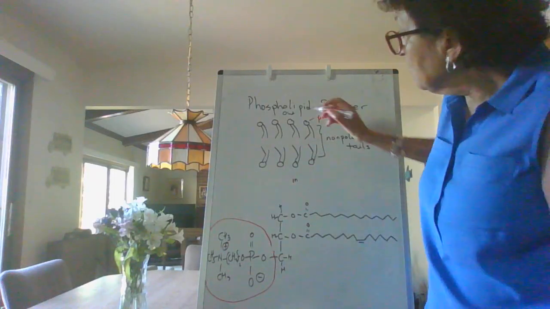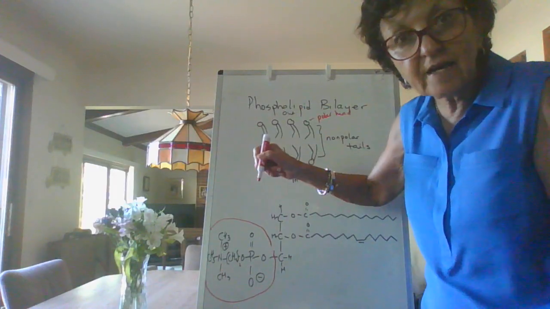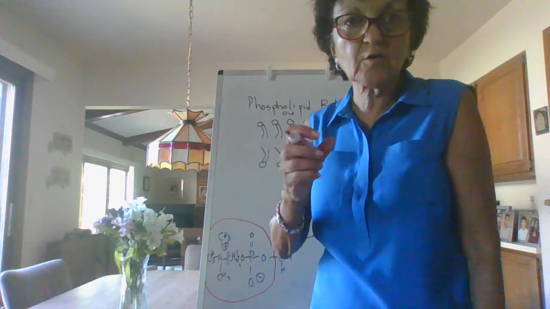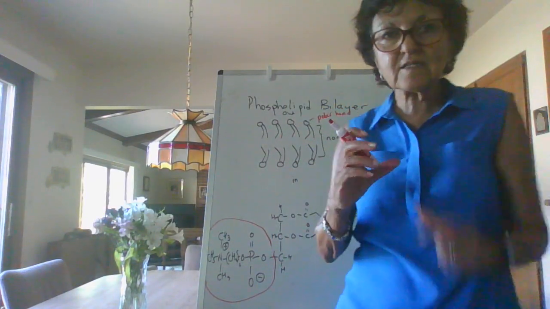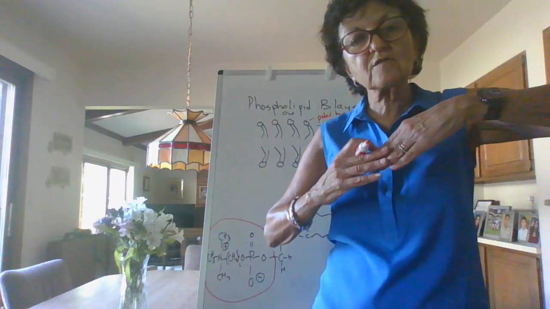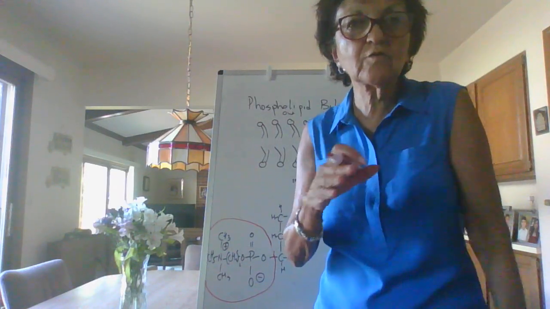Now notice that this one is kind of straight, but this one has a kink to it. That kink indicates the double bond, all right? So specifically it's a cis double bond, and cis looks like a kink. Trans is more straight, cis is more kinked. Don't worry about those details.